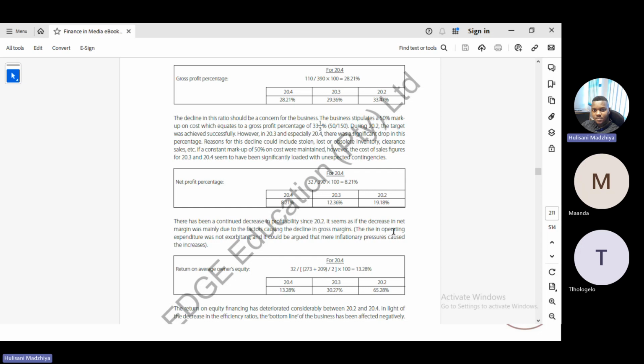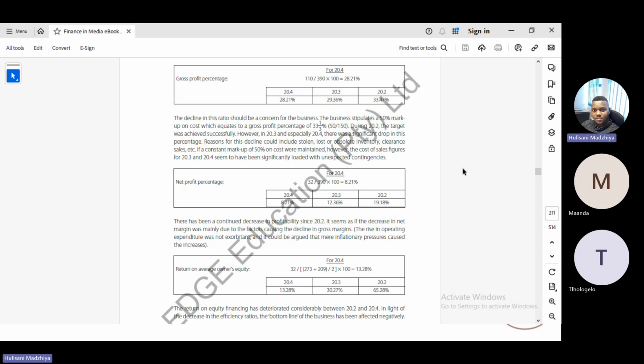So here it says that the rise in operating expenses was not exorbitant and could be argued that mere inflationary pressure caused the increase. So which means that inflation could be the cause of the increase in operating expenses, but that's something that could not be fully justified. But what we can just say is that with the increase of operating expenses, we expect the net profit to decline. And there was already a decline in gross profit margin, so this also adds on top of the decline in net profit.